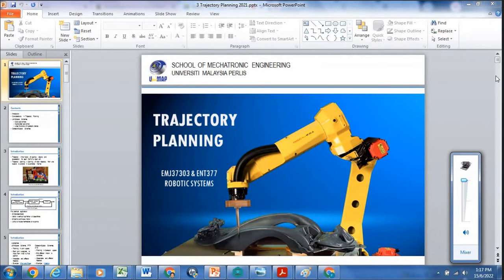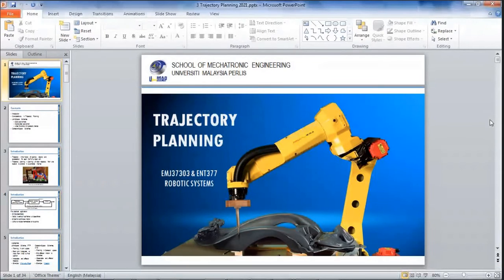Okay, today we will cover trajectory planning. So your topic for your OBE1, Open Book Exam 1, will cover DH method and trajectory planning. These two topics will be asked in OBE1, so you can focus for OBE1 on DH method and trajectory planning.